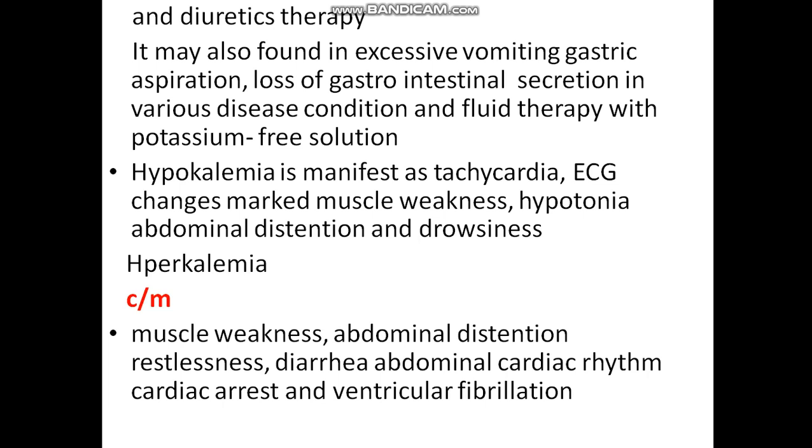Next one is hyperkalemia. What are the clinical manifestations of hyperkalemia? Muscle weakness, abdominal distension, restlessness, diarrhea, abnormal cardiac rhythm, cardiac arrest, and ventricular fibrillation. Ventricular fibrillation is a life-threatening condition with a rapid heart rate.